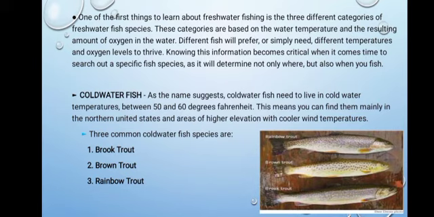So, the cold water fish need to live in cold water temperatures between 50 and 60 degrees. As you can see in this photo, the three fish described are the rainbow trout, brown trout, and the brook trout. So, these are the three common cold water fish. And then the brook trout is a species of freshwater fish that belongs to the salmon family.